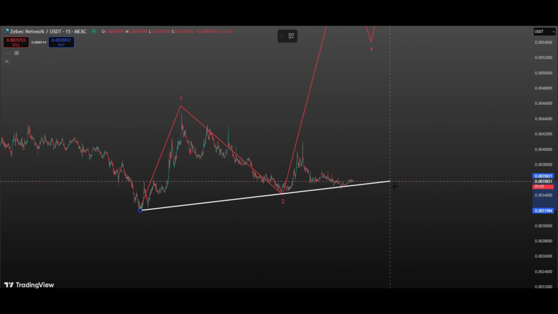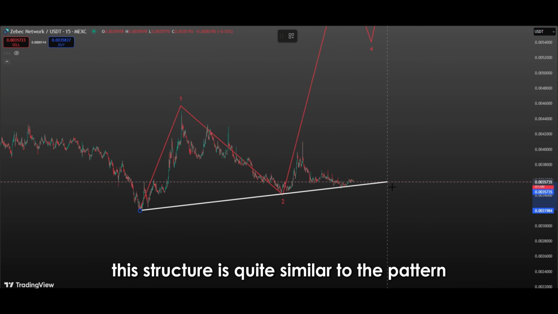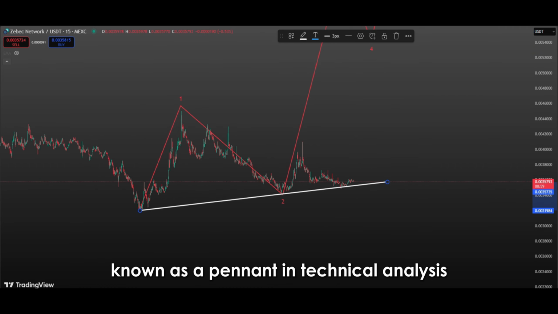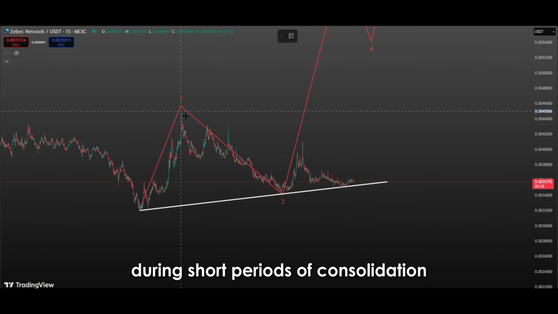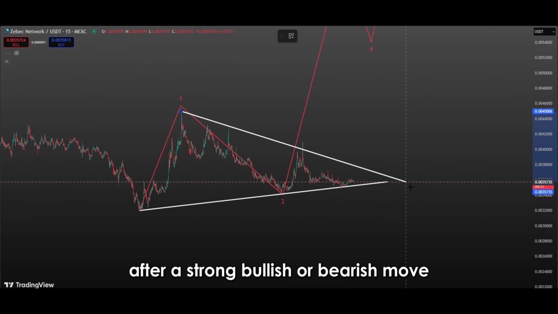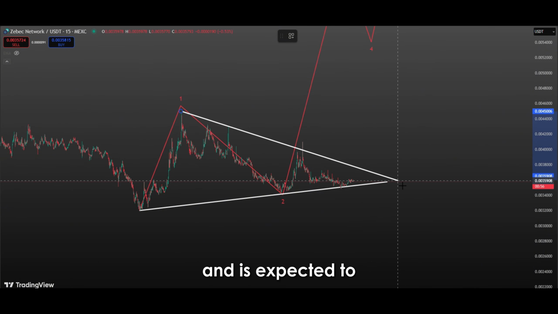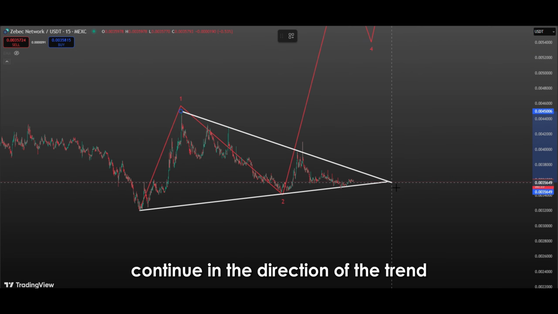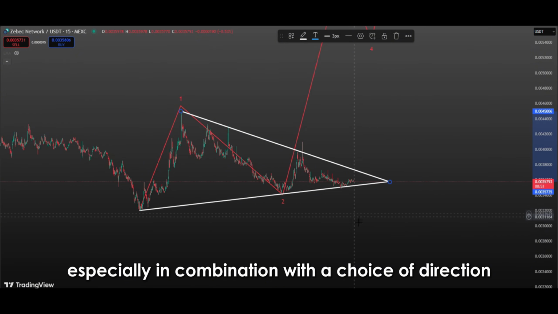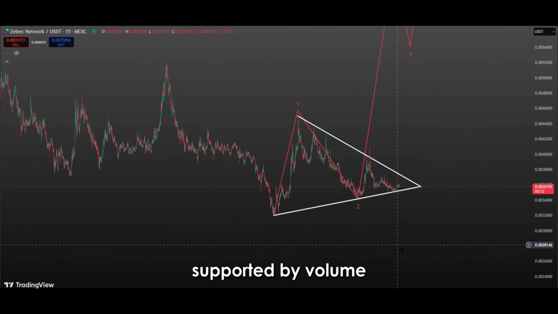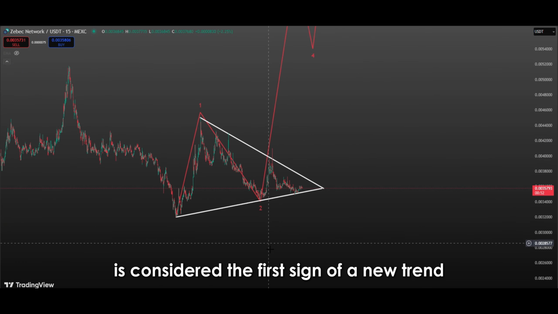narrowing structure. This structure is quite similar to the pattern known as a pennant in technical analysis. A pennant is a price structure that usually occurs during short periods of consolidation after a strong bullish or bearish move and is expected to continue in the direction of the trend. A breakout of the pennant, especially in combination with a choice of direction supported by volume, is considered the first sign of a new trend.